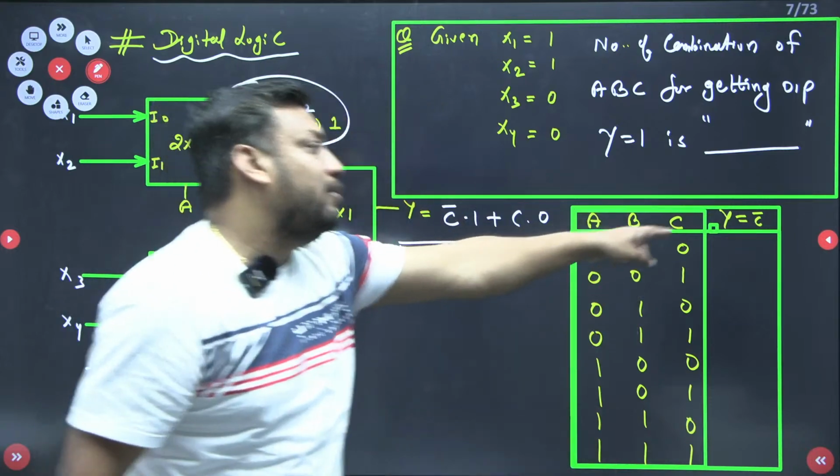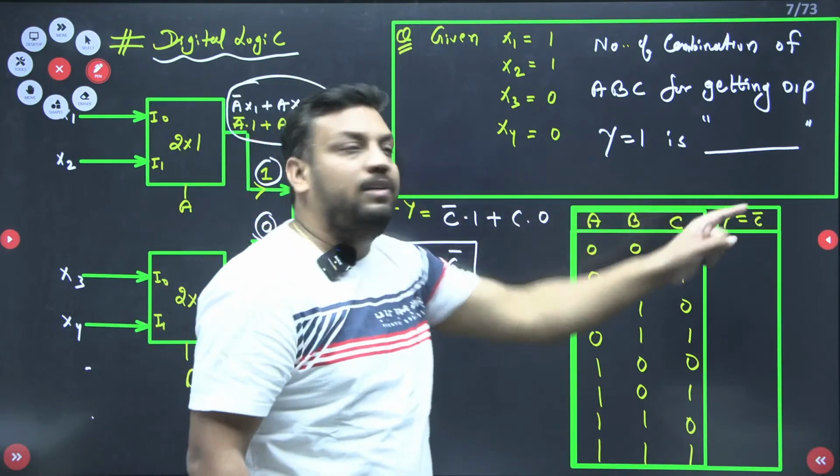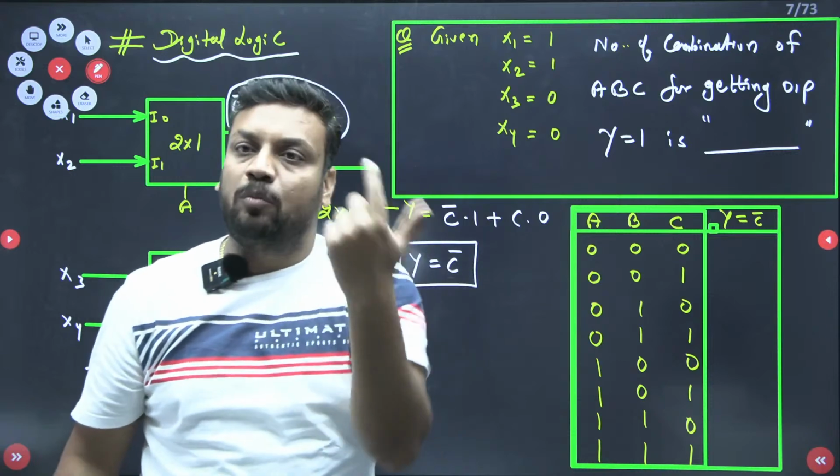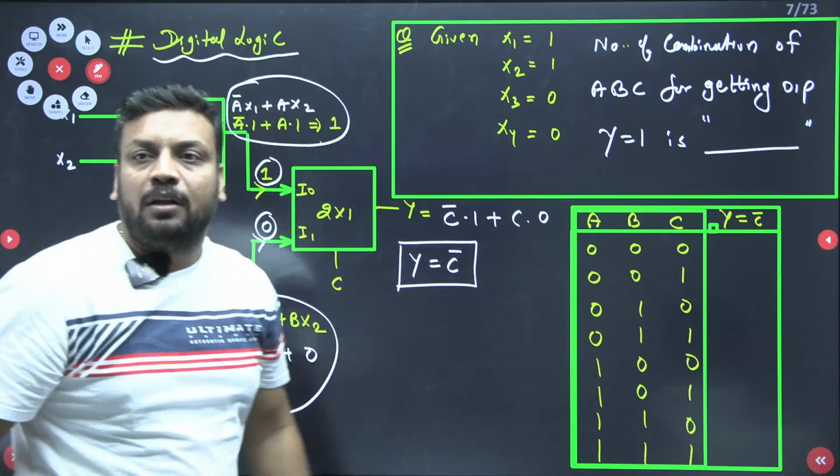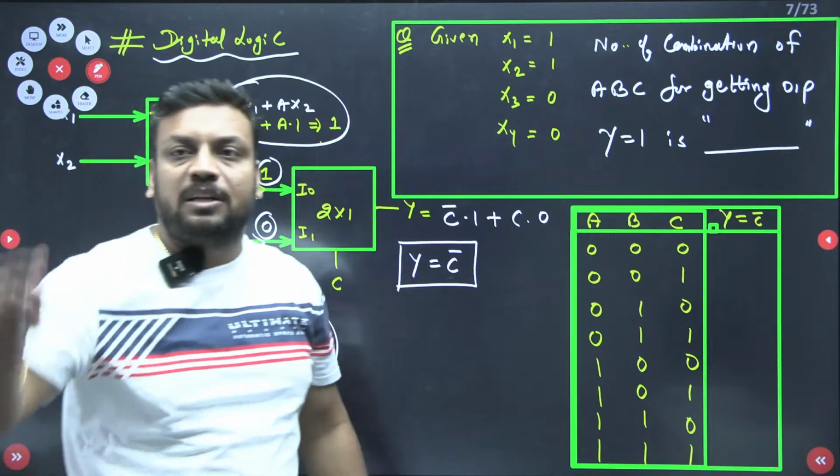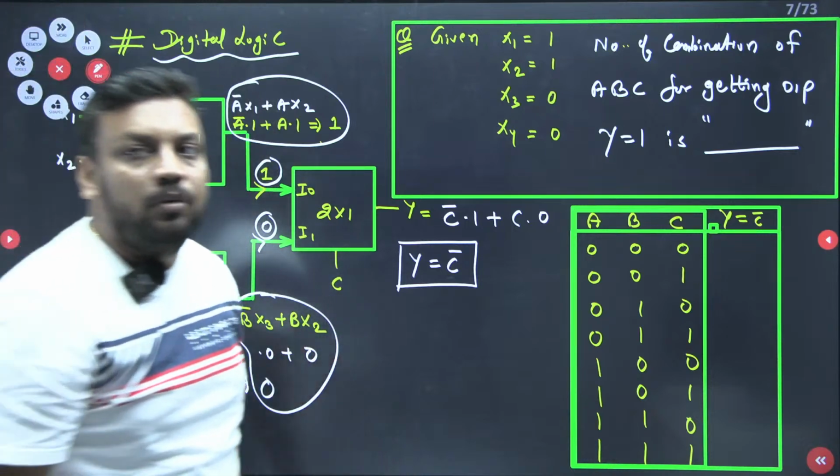And do you know y equal to c bar? C bar means whenever the c value is 0, the output will be 1. Shabash beta. Tribhuvan Kumar, you are getting the correct answer. Prakhar is also getting it correct. Tharun, you are not correct, beta.